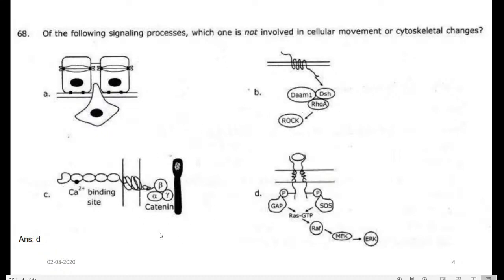Then catenin is involved in the process of cell signaling. The cell signal is helpful for the cytoskeletal cell. But RAS, RAF, all those things are involved in the apoptosis pathway. That is a cellular process. The cellular process is the odd man out. So this is the answer here.